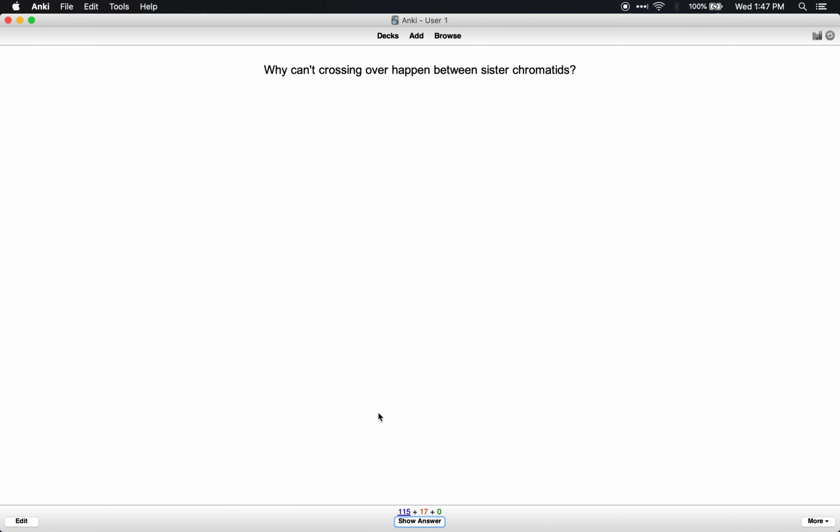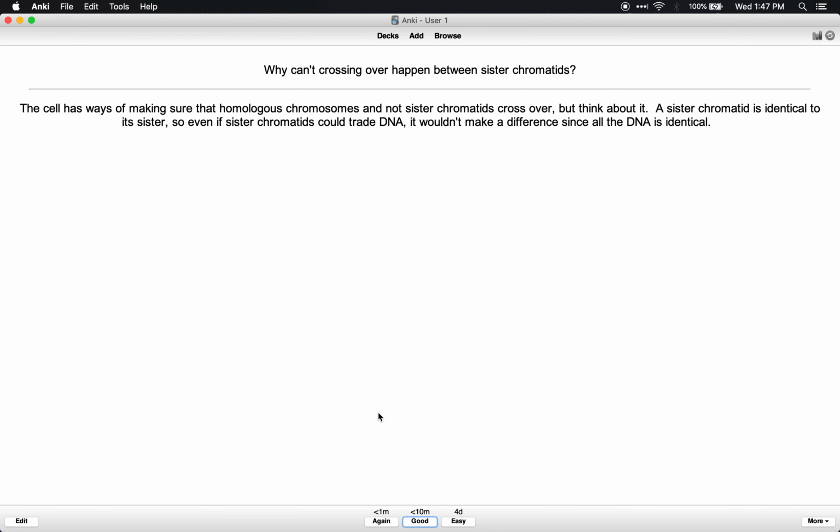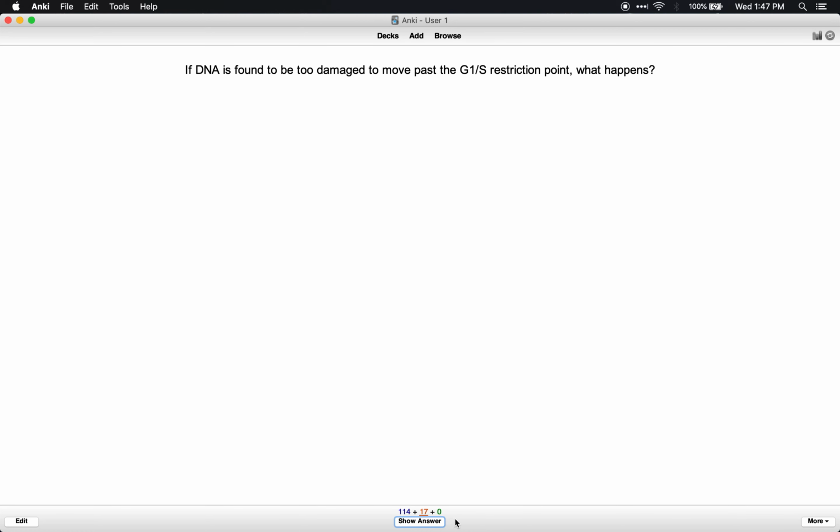Why can't crossing over occur between sister chromatids? I don't know why it can't. I mean, if it did, yeah. Okay, that's not really a helpful card.